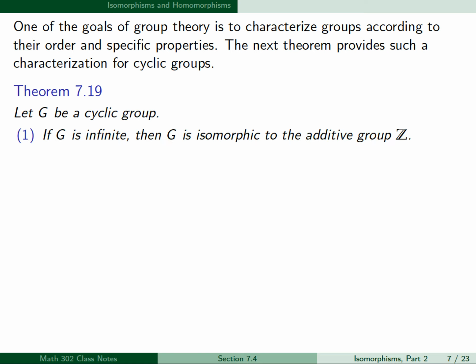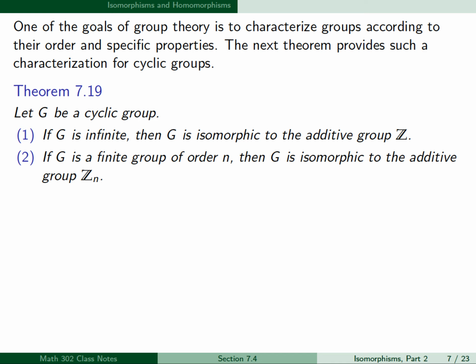And second, if G is a finite group of order n, then G is isomorphic to the additive group Z_n. So this theorem tells us that if we have cyclic groups, then we basically have two types of cyclic groups. Infinite cyclic groups are isomorphic to the group of integers, and finite cyclic groups are isomorphic to the group Z_n.